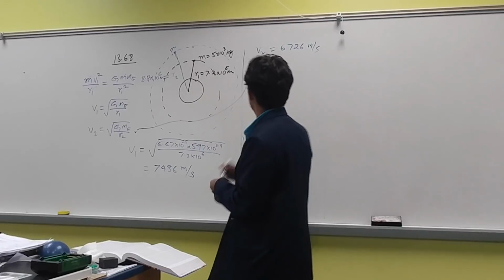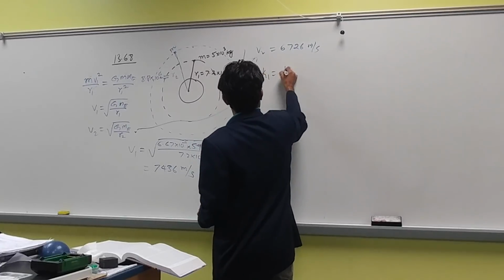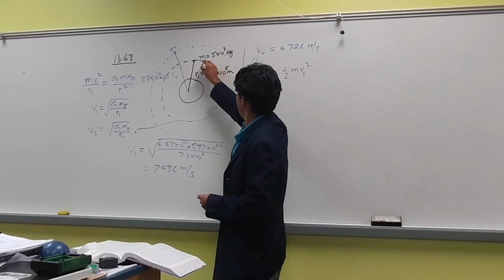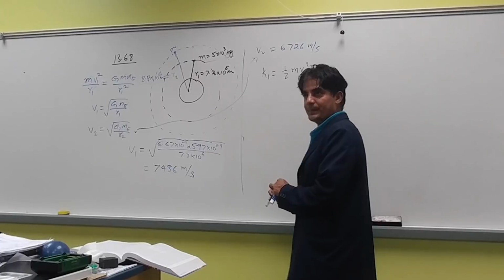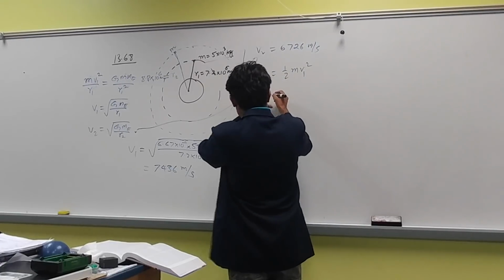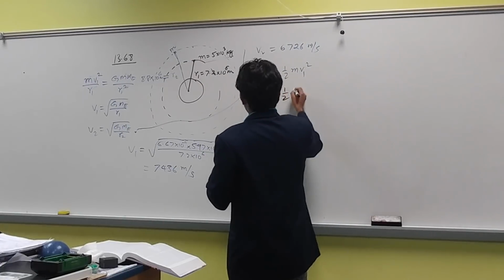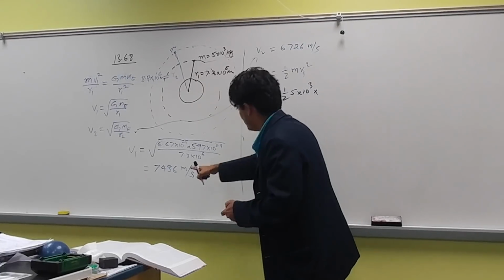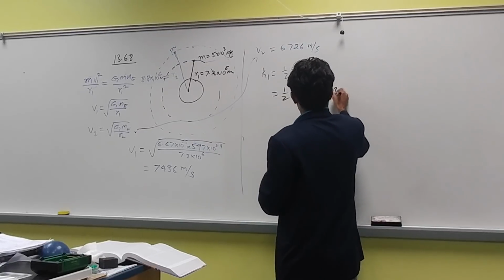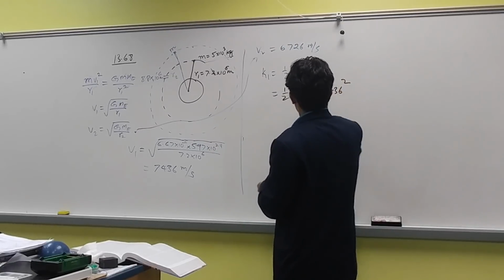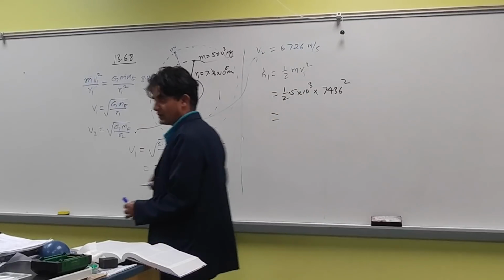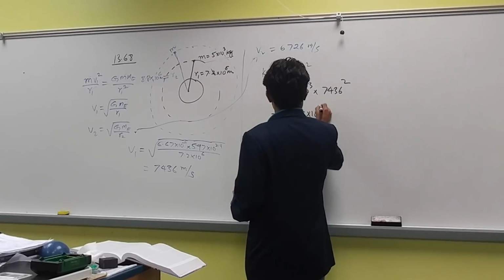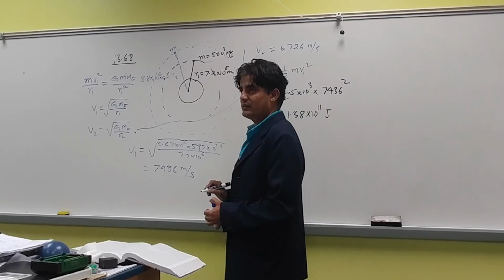K1 equals 1/2 mass times V1 squared. You have the mass, 5 times 10 to the third kilogram, and V1 is 7436 squared. So K1 is 1.38 times 10 to the 11 joule.